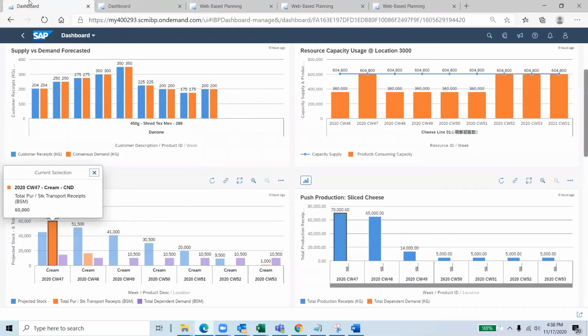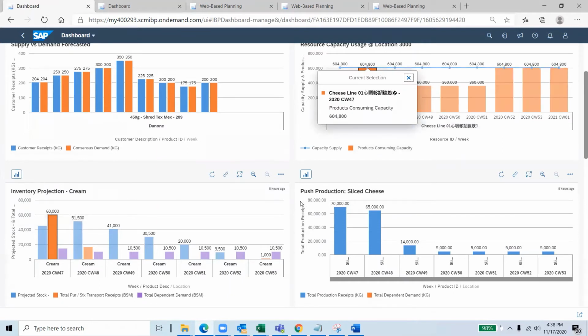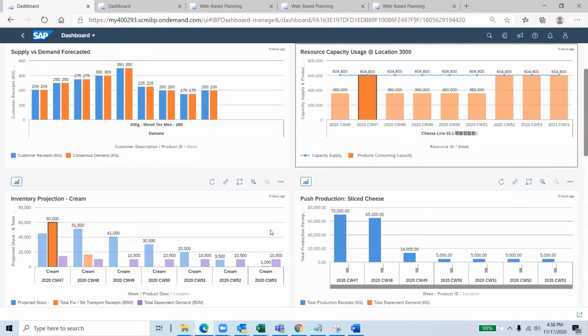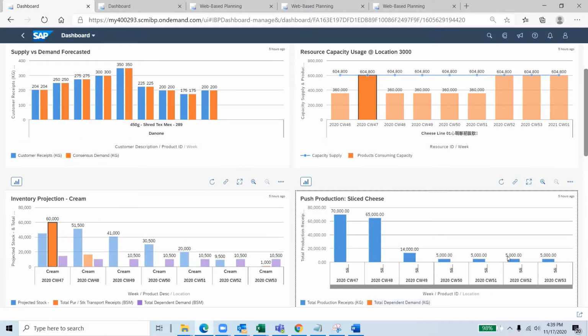What is the impact of the excess cream arriving in the system? The system utilizes the capacity, but additionally, you see that the impact is in terms of the system making sliced cheese where there is no demand existing for it in the supply network that you see here.